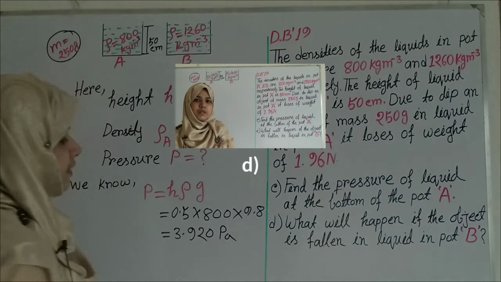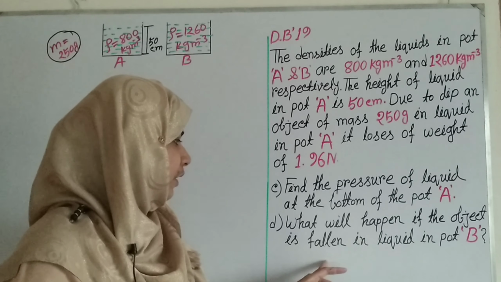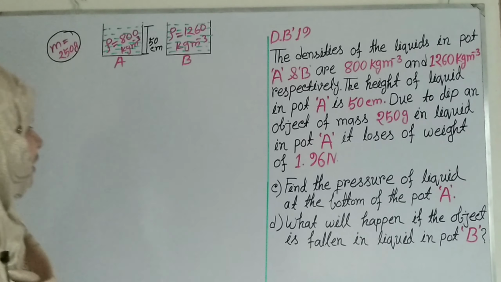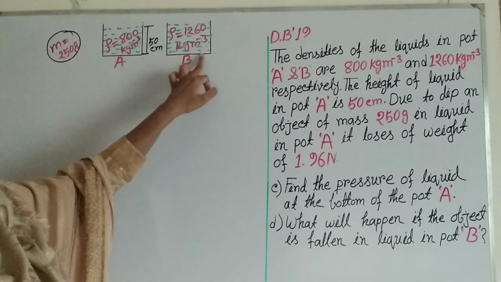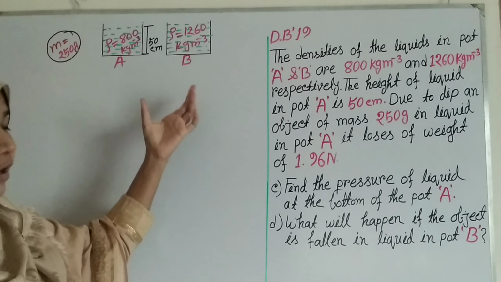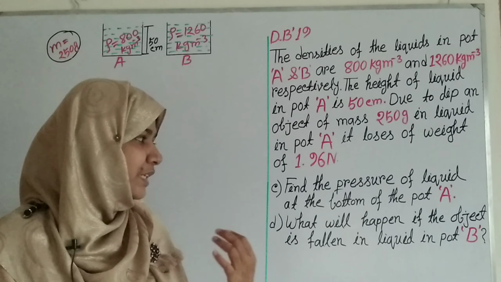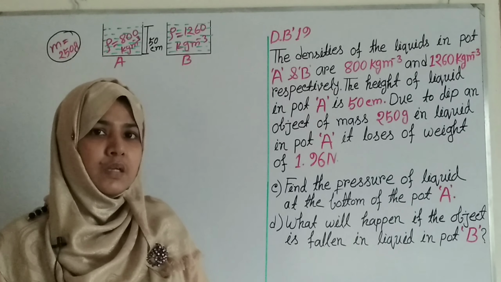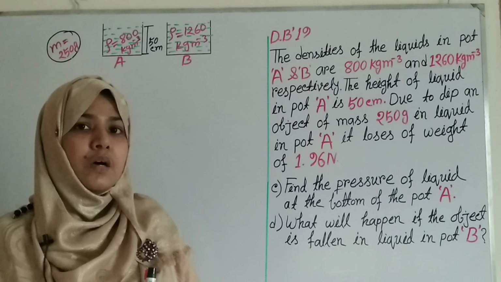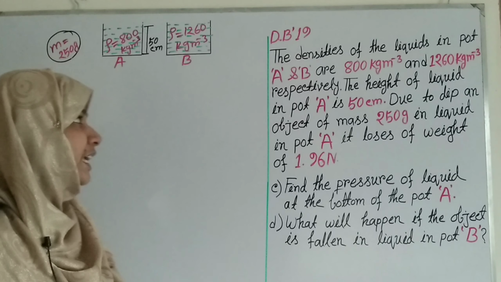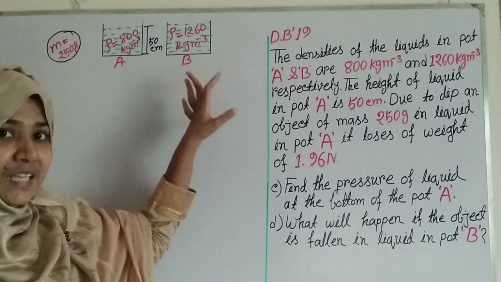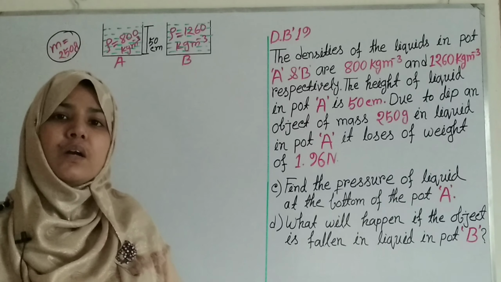Now question D. The question is: what will happen if the object is dipped in liquid in pot B? That means if we dip the object in the liquid of pot B, whether the object will sink into that liquid or float in that liquid. That is the question of D. So let us start. We have to calculate the weight of that object and the buoyancy in pot B. Then we can say whether the object will float or sink.